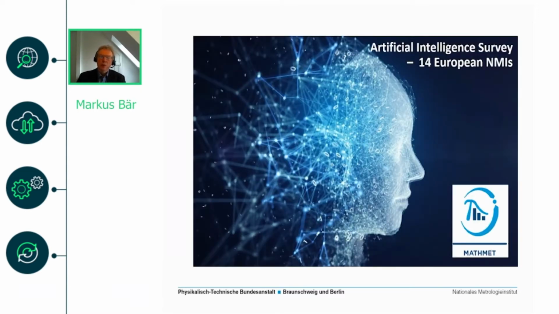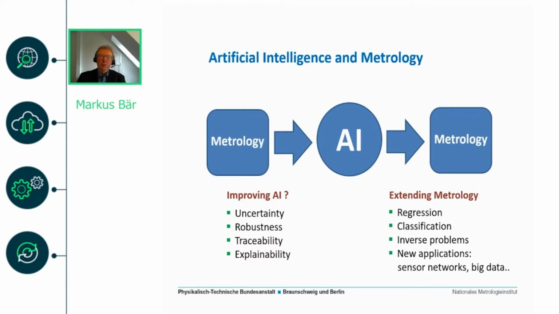For the role of machine learning and metrology, I can cite results from an artificial intelligence survey conducted among 14 European NMIs in the framework of the European network MATHMET, which is a part of EURAMET. And here this relation was considered from two different angles. One viewpoint was, are there things metrology can contribute to artificial intelligence? Can it improve these methods? And the other direction was, in what sense are these new algorithms extending the capabilities of metrology? On the first item, obviously, classical quality infrastructure aspects such as uncertainty and traceability were mentioned. Robustness and explainability are other things which you would like to have for a solid metrological assessment of artificial intelligence results.